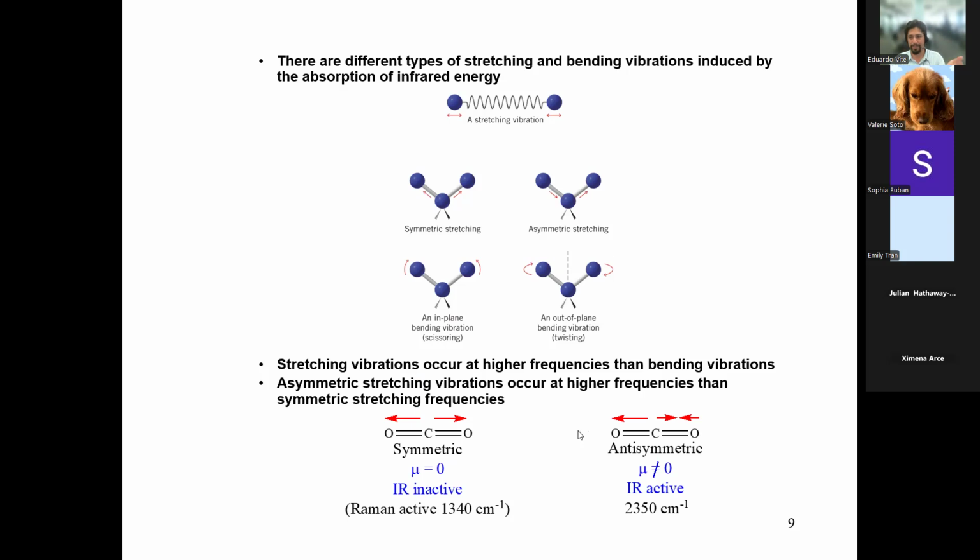So this is the principles of IR spectroscopy. This is what we use as our foundation so that when we are analyzing our spectra, we know exactly what we're looking for. So any questions about anything so far?